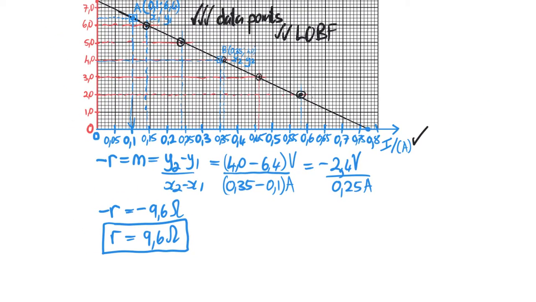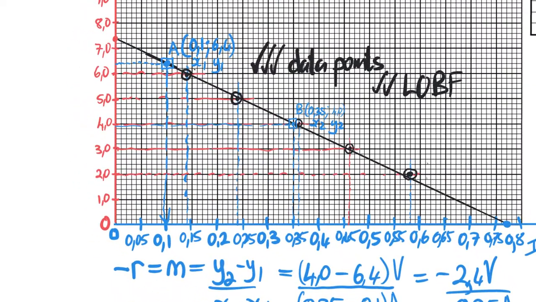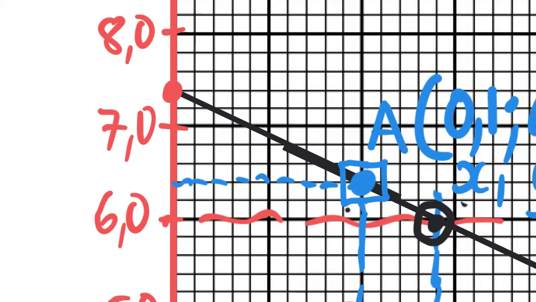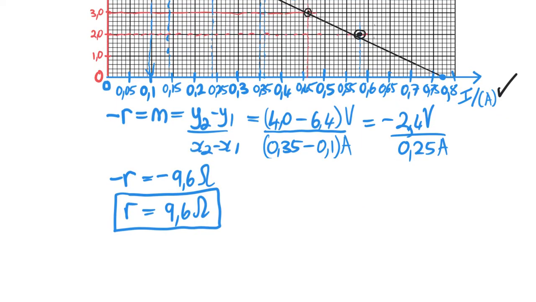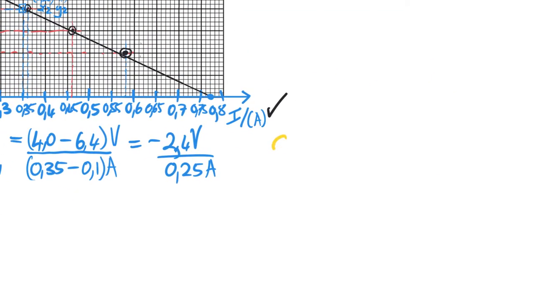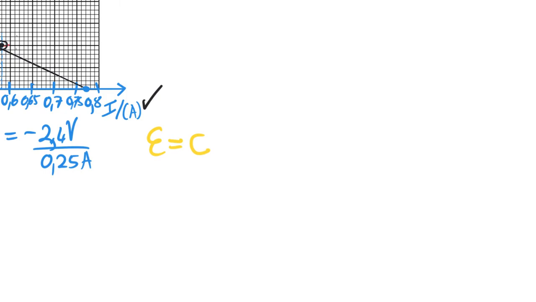When it comes to the EMF, all we need to do is go to the y-intercept. Going to the y-intercept there, we can read off 7.2, 7.4, 7.6, 7.8. So this is going to be 7.4. It's important that you explicitly show how you're getting the EMF: the EMF is equal to the c, which is the y-intercept, which is 7.4 volts.